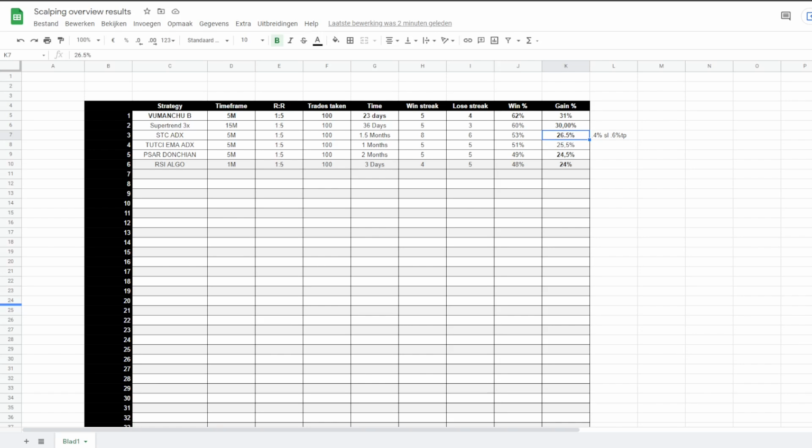Hey traders, so the results are in and the Supertrend indicator made second place in our list of indicators. Traded it on a 15-minute time frame. The risk reward as always is 1.5 and the trades that were taken were 100. The overall time to take these 100 trades was 36 days. The biggest win streak that we had was 5 consecutive successful trades in a row, but there were also 4 consecutive losses in a row. The win rate from the strategy was around 60%, which is a very nice win rate. And the gains made by the Supertrend indicator were 30%.